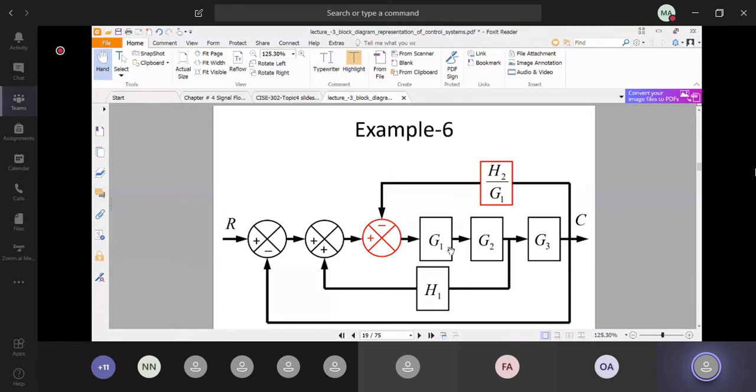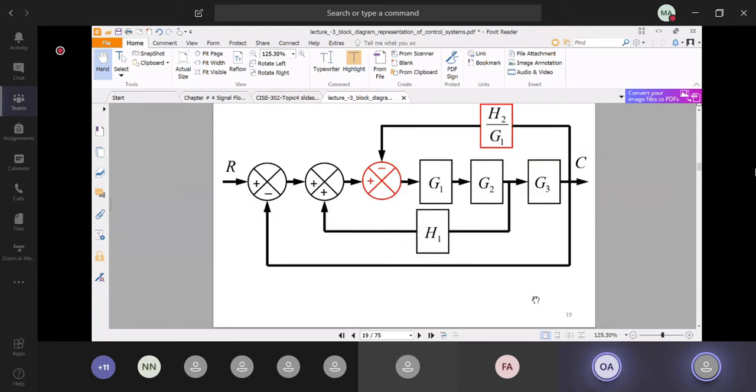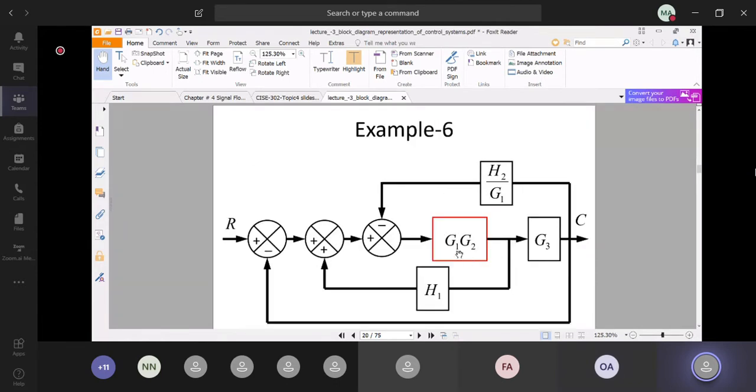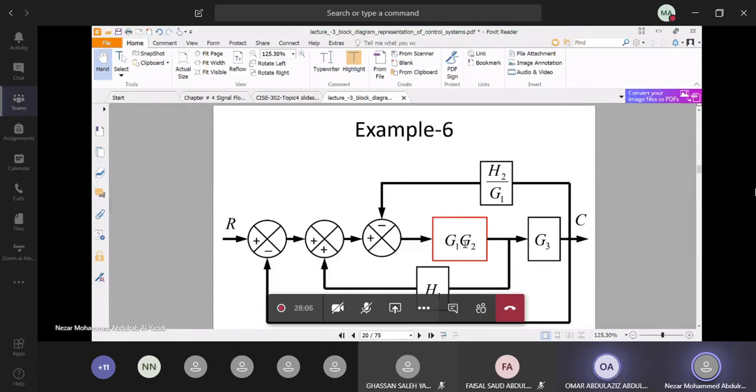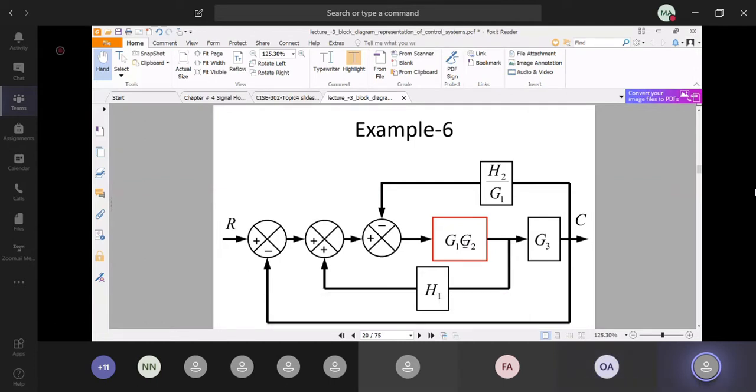But during these steps, I can also do the reduction here because I have G1 and G2 in cascade, so I can replace these two by a single block equal to G1 multiplied by G2. So now these two blocks in series can be replaced by a single block, and the gain of this block is equal to the multiplication of the gains of these two blocks. And also here I have to do the swap between these two.